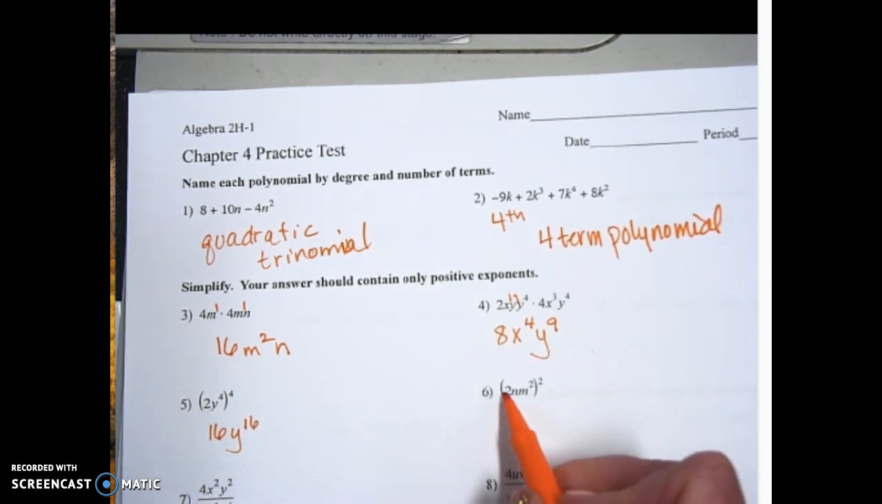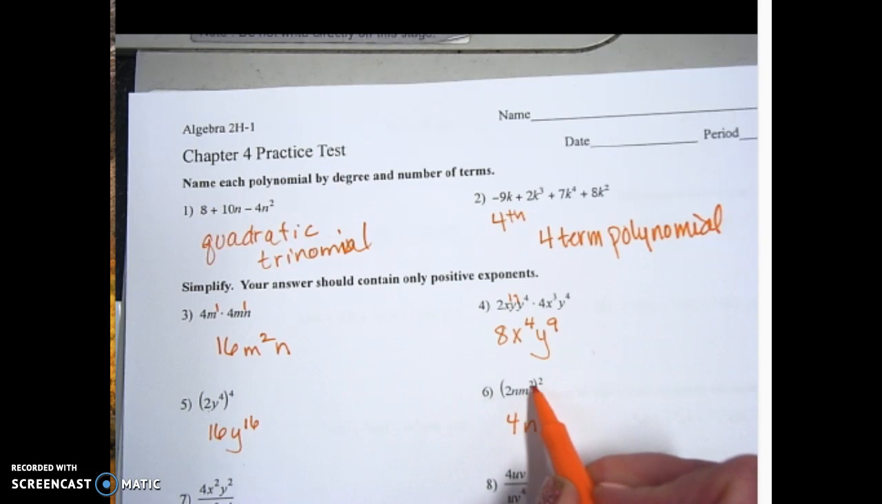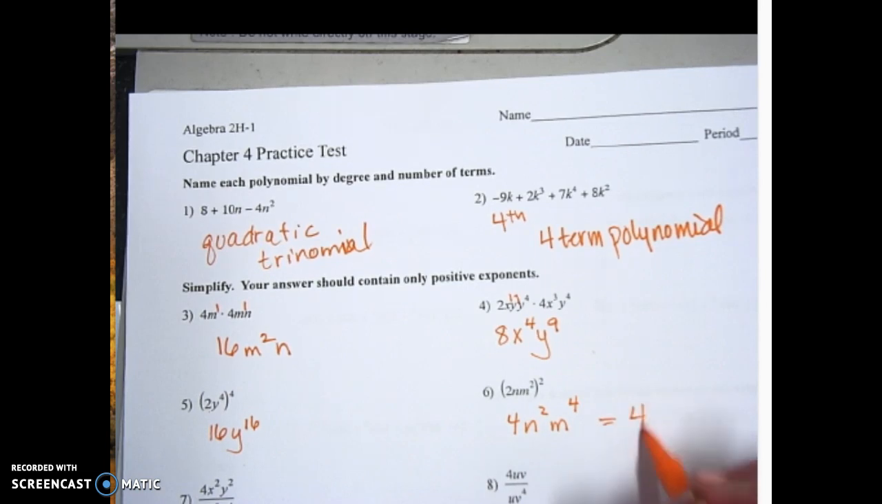Number 6, we have 2 to the second, which is 4, n to the second, which is n squared, m to the second, which is m to the fourth. Generally, we write this in alphabetical order, so this should be 4, m to the fourth, n to the second.